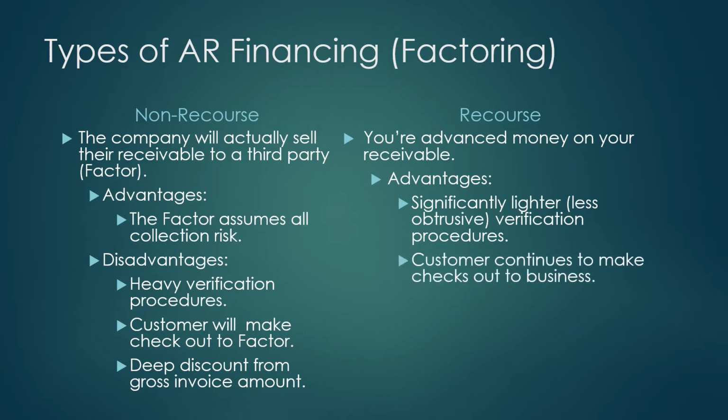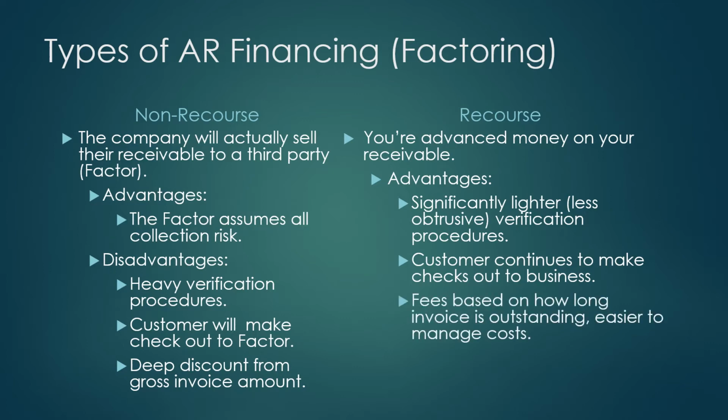In addition to this, your customer will continue to make checks out to your business. They will most likely be given a new address, like a lockbox address, to remit the payments to, but they will continue to make the checks out to you. The nice thing about a recourse relationship is that the fees are typically based on how long the invoice is outstanding. Therefore, it's easier for you to manage costs. The faster you collect your invoice, the lower the fees. The disadvantage to a recourse relationship is that you still have shared collection risk with the lender.